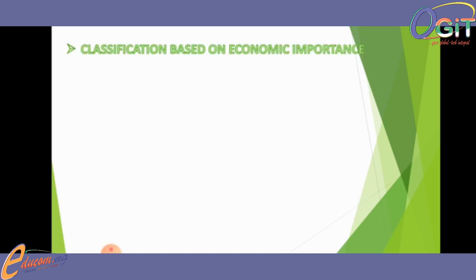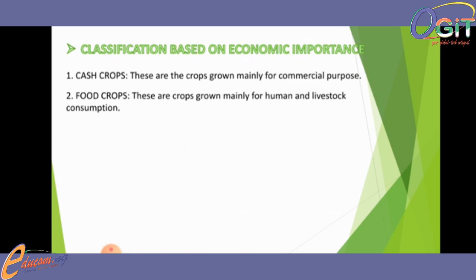We have a classification based on economic importance. We have cash crops. They are the crops that are grown mainly for commercial purposes. Under this we have cotton and sugarcane. As well, we have food crops. They are the crops grown mainly for human and livestock consumption.